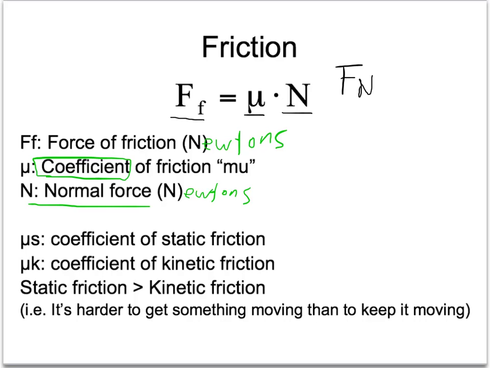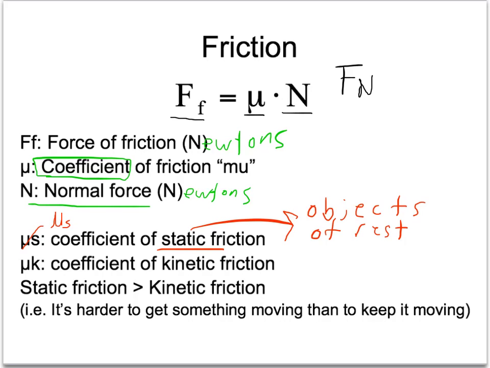There are two mu's that we'll use for friction, and my slide is for some reason formatting them wrong. So that's written incorrectly. Mu subscript s, little s, is the coefficient of static friction, and this applies to objects sitting still. So static means at rest, applies to objects at rest. Mu k is the coefficient of kinetic friction. And the word kinetic means moving. So the coefficient of kinetic friction, mu k, applies to objects in motion.